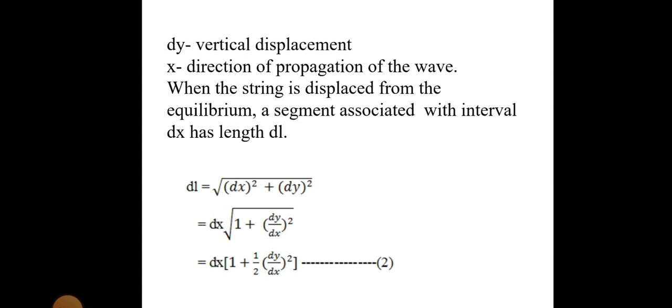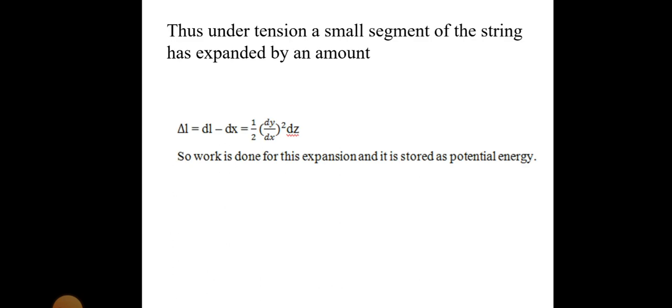When the string is displaced from the equilibrium, a segment associated with interval dx has length dl. So dl = √(dx² + dy²), which can be written as dx √(1 + (dy/dx)²), approximately dx [1 + 1/2 (dy/dx)²]. Thus under the tension, a small segment of the string has expanded by the amount ΔL = dl − dx = 1/2 (dy/dx)² dx.